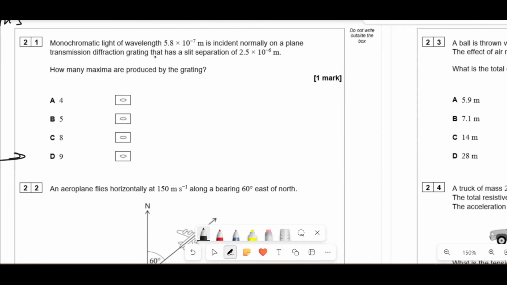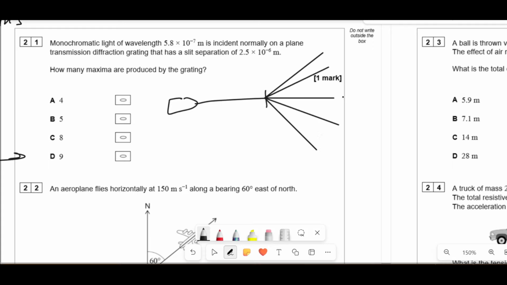So now it says monochromatic light of wavelength 5.8 times 10 to the minus 7 is incident normally on a plane transmission diffraction grating that has a slit separation of that. How many maxima are produced? If I take my laser source and shine it through the diffraction grating, I get this, and so forth. Let's say that's your zero order, that's your first order, that's your second order, that's your first order, that's your second order, and so forth.